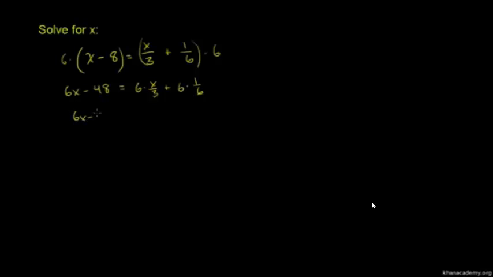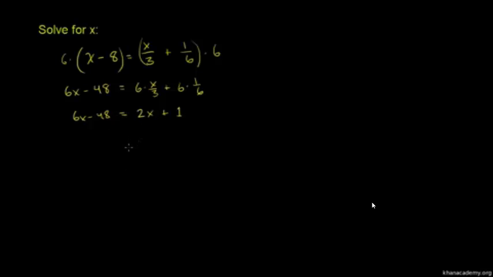Or we get 6x minus 48 is equal to 6 times something divided by 3. That's the same thing as 6 divided by 3 times that something. That's just going to be equal to 2x plus 6 times 1 sixth, or 6 divided by 6 is just going to be 1. So that first step cleared out all of the fractions, and now this is just a straightforward problem with all integer coefficients, or integers on either side of the equation.